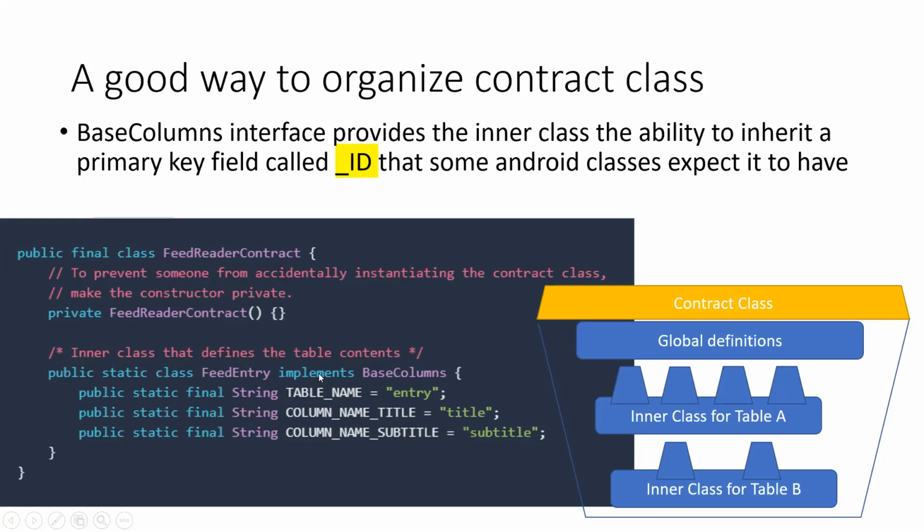Okay, so you're mentioning that in this table you have 2 columns. The table name is entry. The class equivalent of that is feed entry.